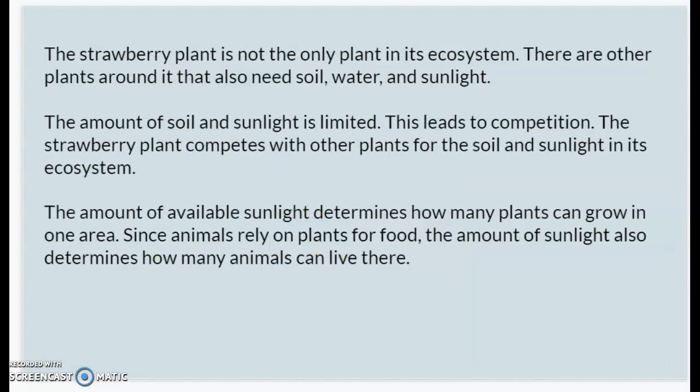The strawberry plant is not the only plant in its ecosystem. There are other plants around it that also need soil, water, and sunlight. The amount of soil and sunlight is limited. This leads to competition. The strawberry plant competes with other plants for the soil and sunlight in its ecosystem. The amount of available sunlight determines how many plants can grow in one area. Since animals rely on plants for food, the amount of sunlight also determines how many animals can live there.